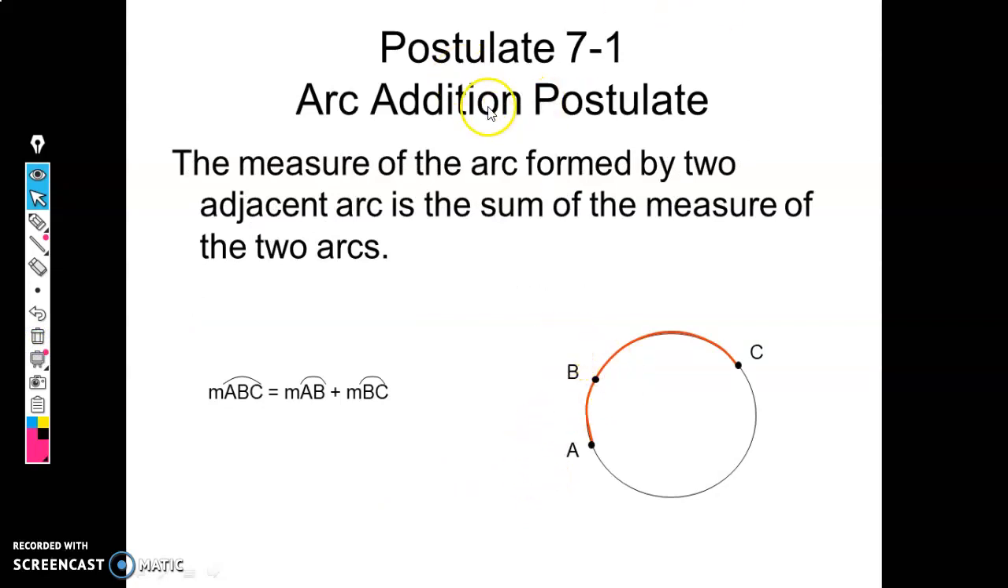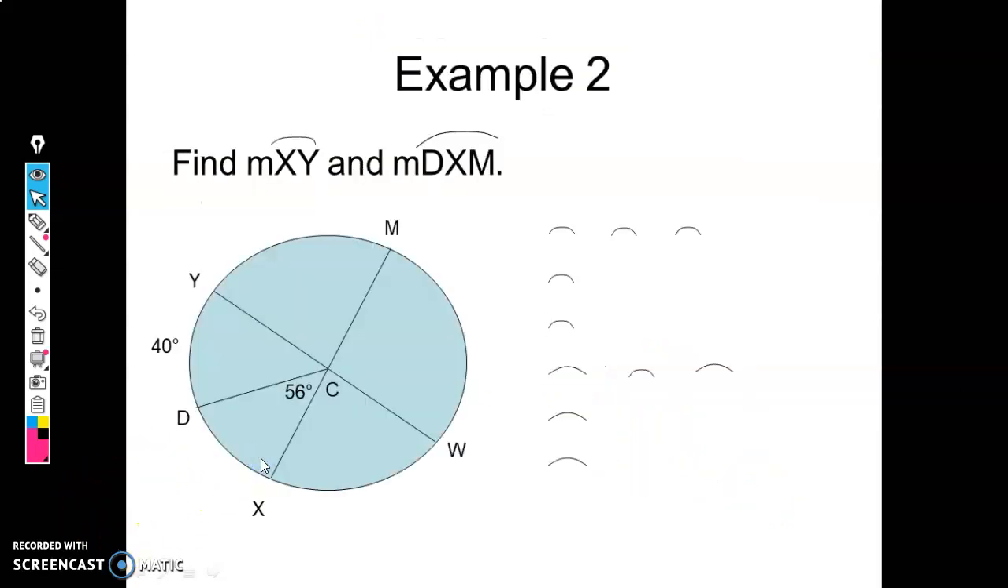Okay, this is from the old book, so sorry the numbering's off here. But if you add two arcs together, you can get a bigger arc, which makes logical sense. Okay. All right, so in this example, we're going to be finding measurements of the arcs. Okay, so we're going to find the degree measurements of the arcs. Remember, there's 360 in a circle, 180 in a semicircle.